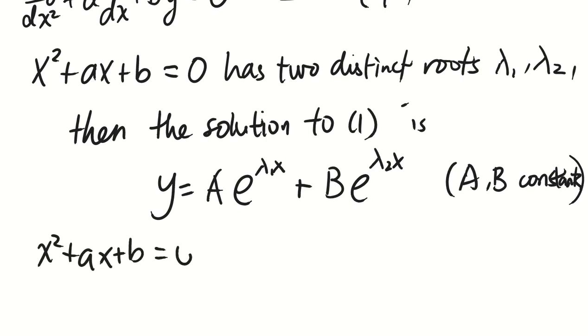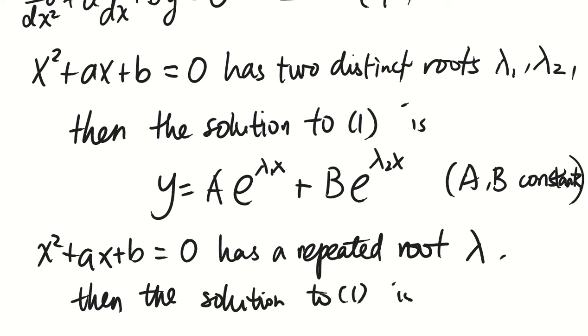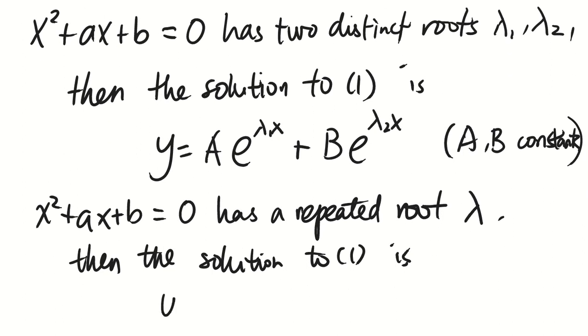So this is the first case, and the second case is where x squared plus ax plus b equals 0 has a repeated root, let's say lambda. Then the solution to 1 is y equals (ax plus b) times e to the power of lambda x.